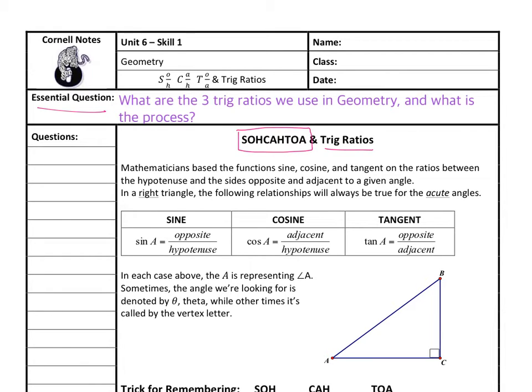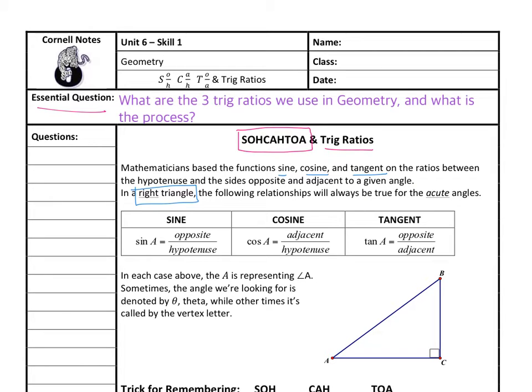So if you haven't copied your essential question down yet, do that first and then pause when you're ready and join us back in. But essentially here, just a little bit of overview and history for you. Mathematicians base the functions sine, cosine, and tangent, that's how you say them, on the ratios below, and it has to be in a right triangle. So that's really important for you to know. So we're only going to use these trig ratios if we see a right triangle.